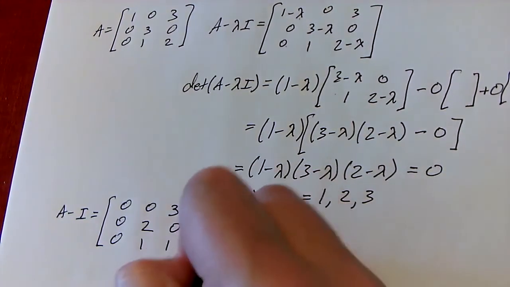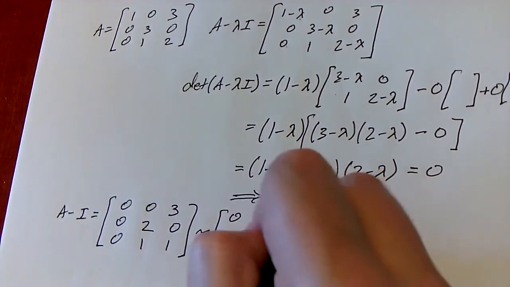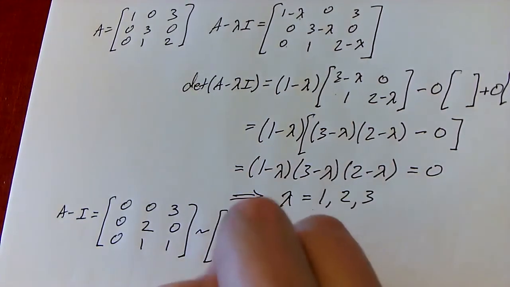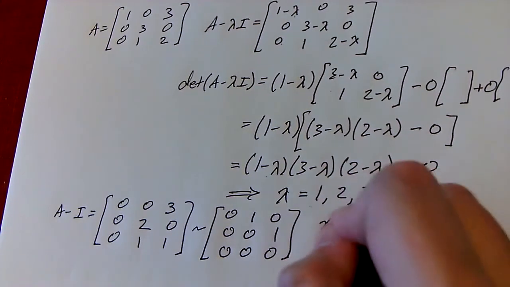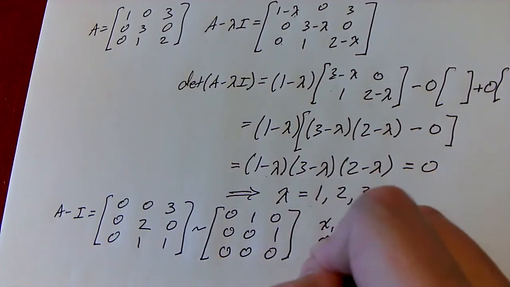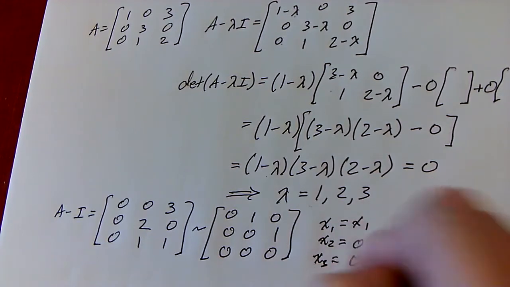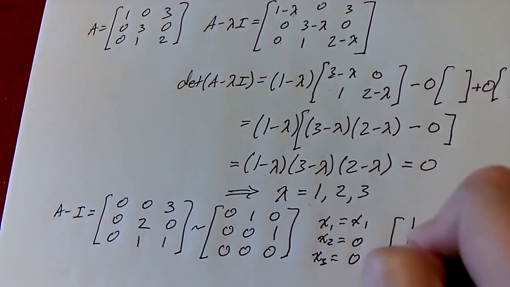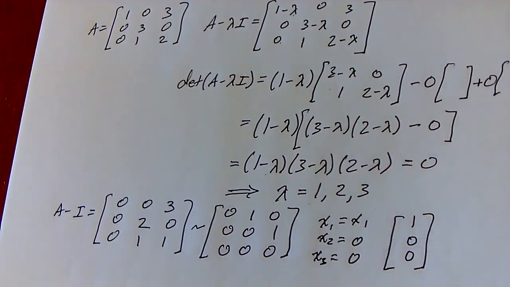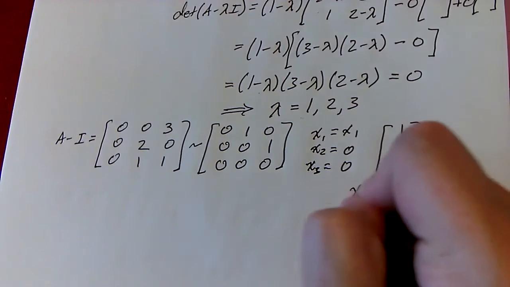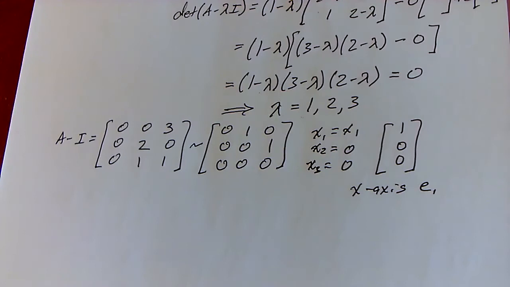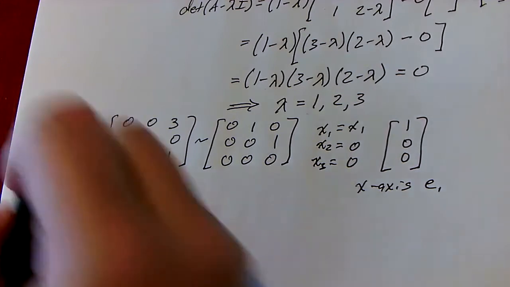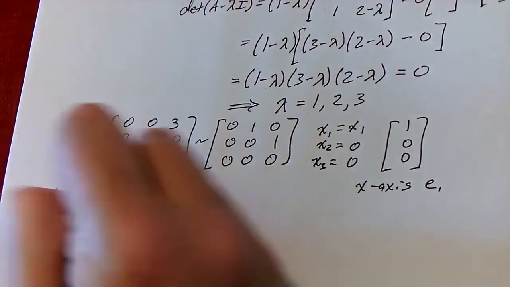When you row reduce that, use your favorite method for row reducing. So you're going to get 0, 1, 0, 0, 0, 1, 0, 0, 0. So x1 is my free variable, where x2 and x3 are both 0. So the vector then is 1, 0, 0. Notice that this is the x-axis. This is the standard identity vector e1. The span of it would give us the whole x-axis. That would be our eigenspace for that. Okay, A minus 2I.